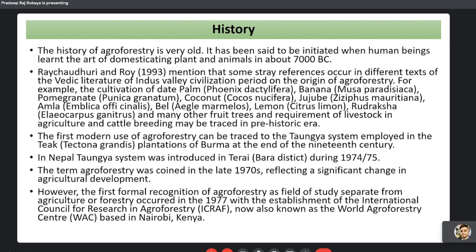The first modern use of agroforestry can be traced back to the Taungya system employed in teak (Tectona grandis) plantations in Burma at the end of the 19th century.